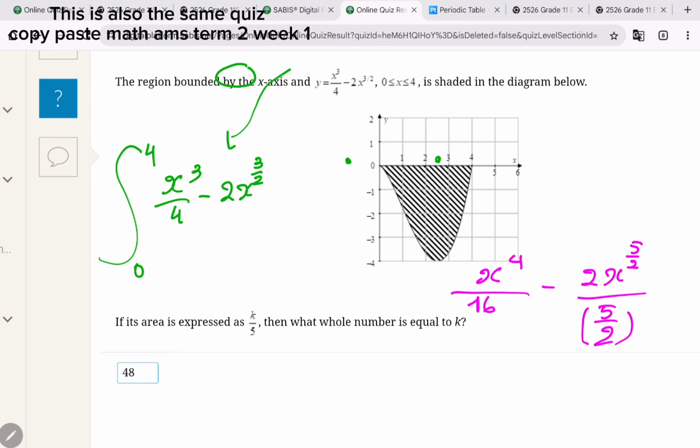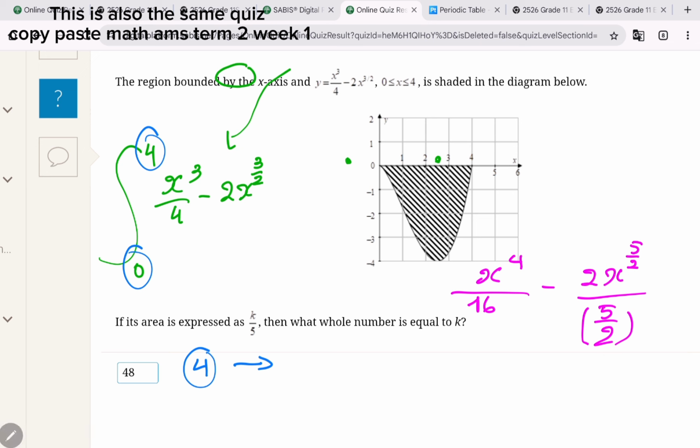I have my boundaries 4 and 0. If I substituted 4 in the equation, what would I get as an answer? 4 to the power of 4 over 16 minus 2. Don't forget, of course, your brackets. Minus 2 times 4 to the power of 5 over 2 divided by what? Divided by 5 over 2. Do not forget your brackets. It would ruin everything if you forgot your brackets.